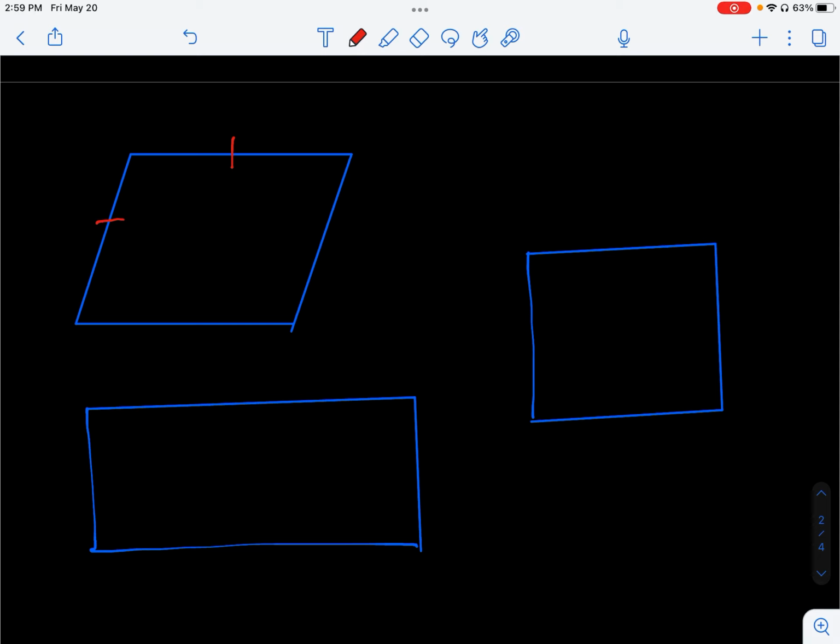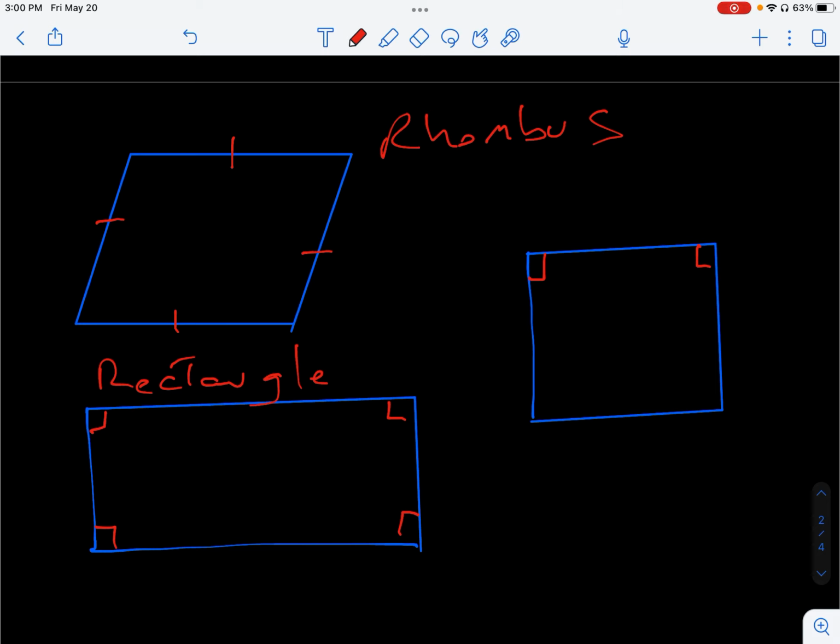We have a rhombus, which is a parallelogram with four congruent sides. We have a rectangle, which is a parallelogram with four right angles. And we have a square, which is a parallelogram that is both a rectangle and a rhombus at the same time.